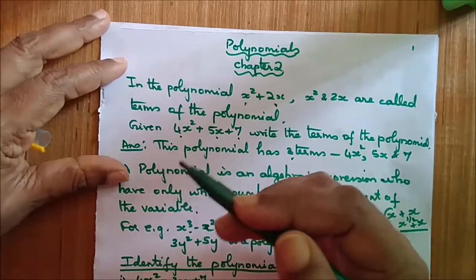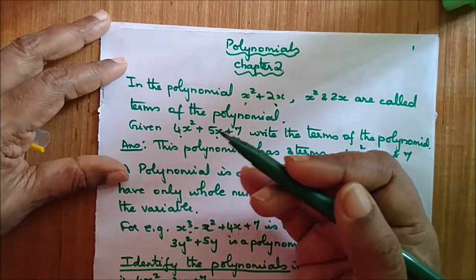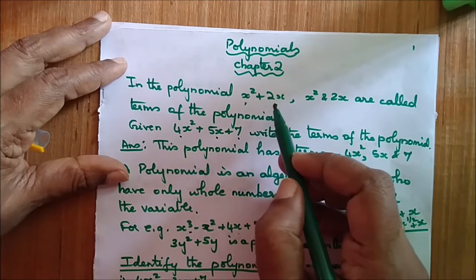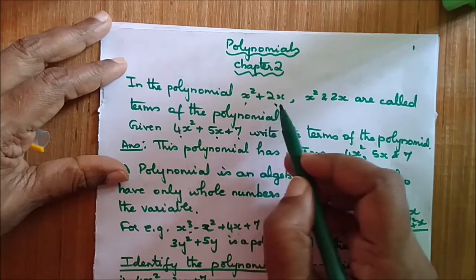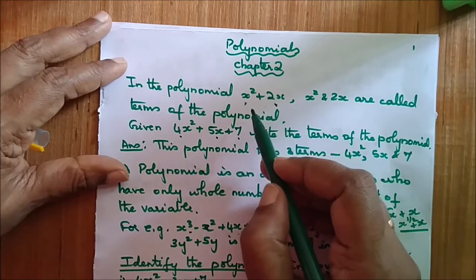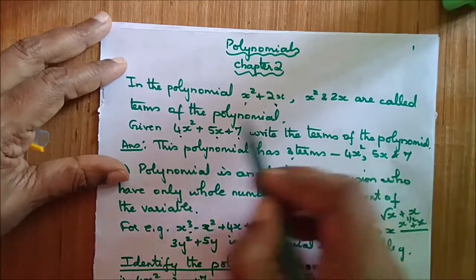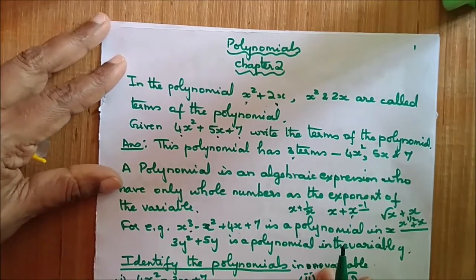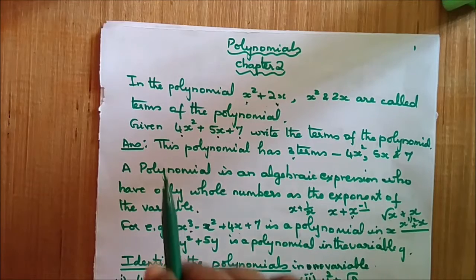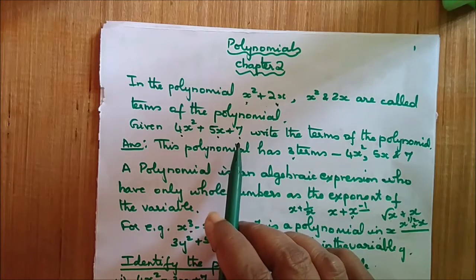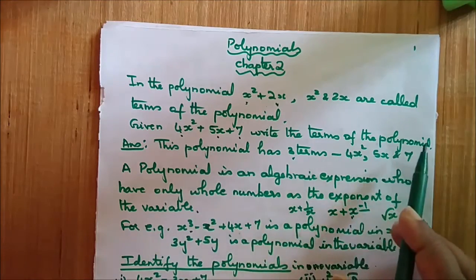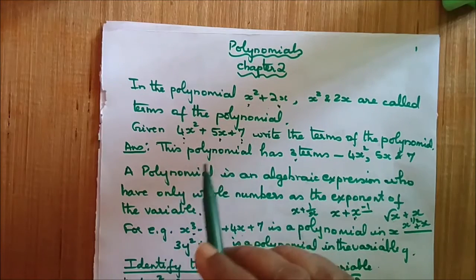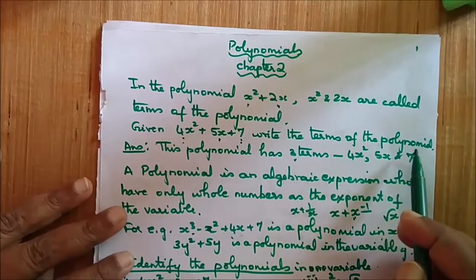We have already learnt algebraic expressions in our lower classes. So this is similar to that only. X squared plus 2x. In this, what are the terms in this polynomial? X squared and 2x are called the terms of the polynomial. Okay. Now let us take another polynomial, 4x squared plus 5x plus 7. Now what are the terms of the polynomial? 4x squared, 5x and 7 are the terms of the polynomial.